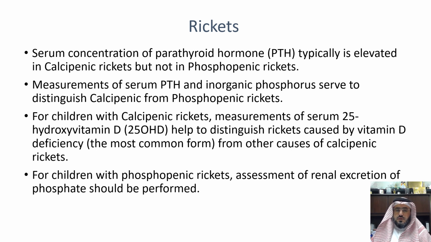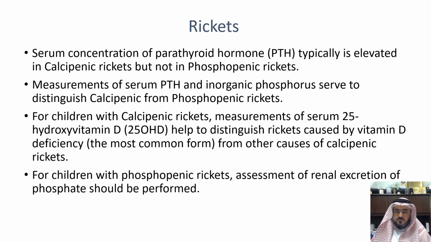So either hypocalcemic rickets or hypophosphatemic rickets or combined rickets. In rickets, usually we have high parathyroid hormone if we are dealing with hypocalcemic rickets, while in hypophosphatemic rickets, parathyroid hormone will be normal. Calcium is important to investigate. Look for calcium, phosphate, parathyroid hormone, and vitamin D. Vitamin D, usually the routine test in rickets, is 25-hydroxyvitamin D. Only we do 25-hydroxyvitamin D.